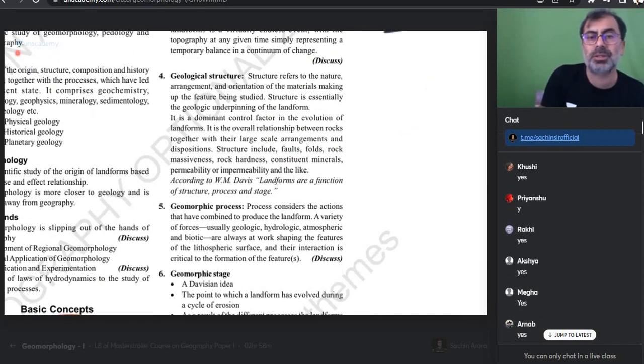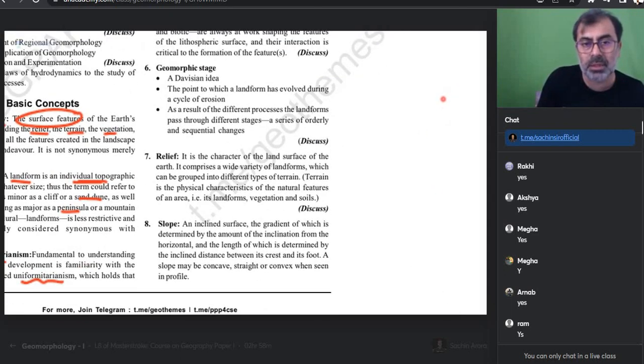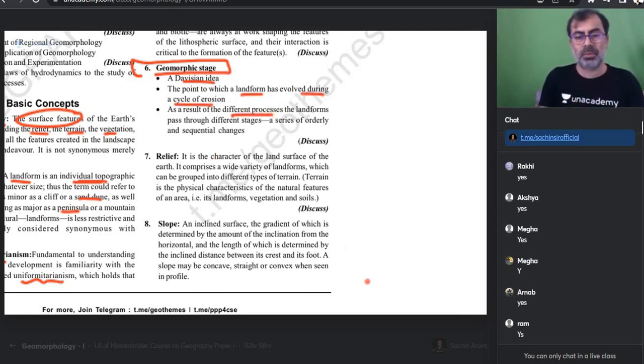Okay, after that, geological structure. What is the structure? So here I first want to bring you to the Davisian idea, and then we will start with those things. A Davisian idea, a point at which a landform has evolved during the cycle of erosion, and different processes are there. So I want to give you some terms.